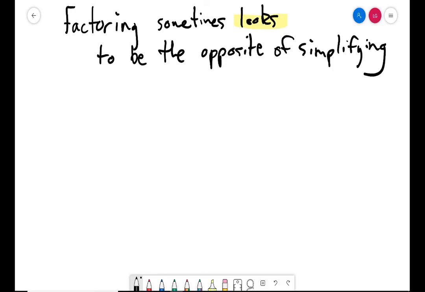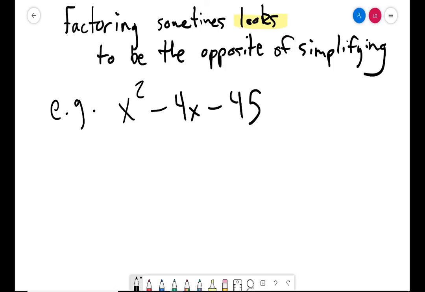So in general now, we're going to be talking about factoring polynomials, and today factoring quadratics. But it's going to look like sometimes we're making things more complicated than they were already, right? The quadratic we're looking at, for example, our first example here, x squared minus 4x minus 45. That is a simplified quadratic. There's no multiplication or division to be done. There are no parentheses. The terms can slide commutatively.